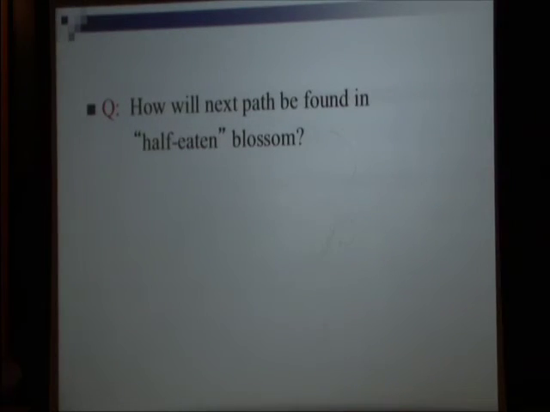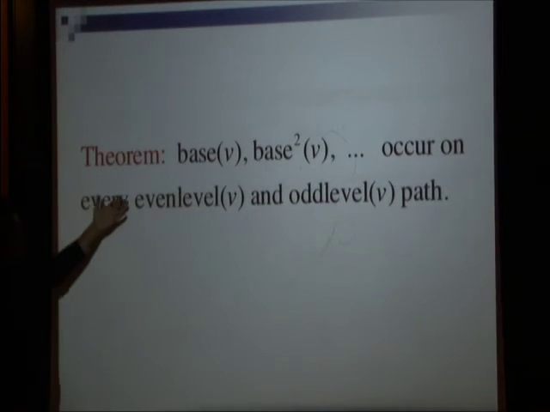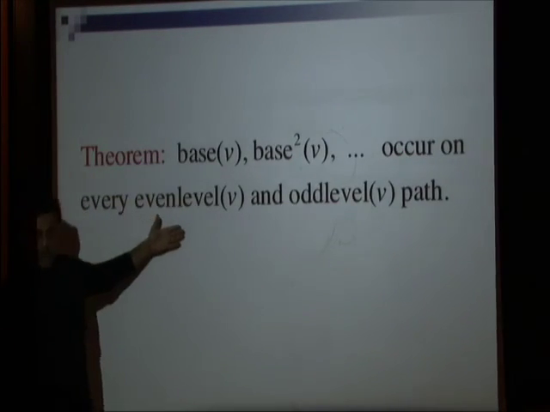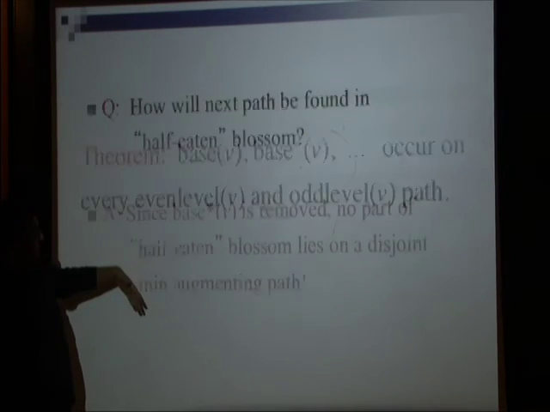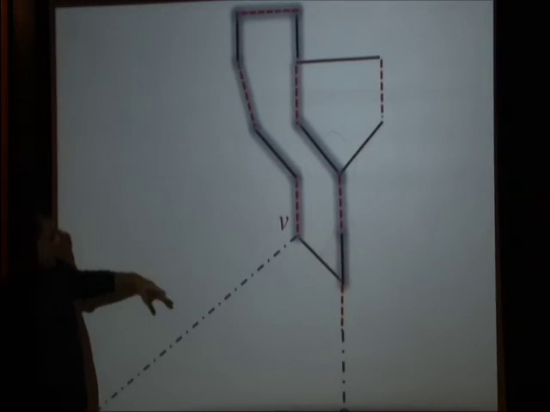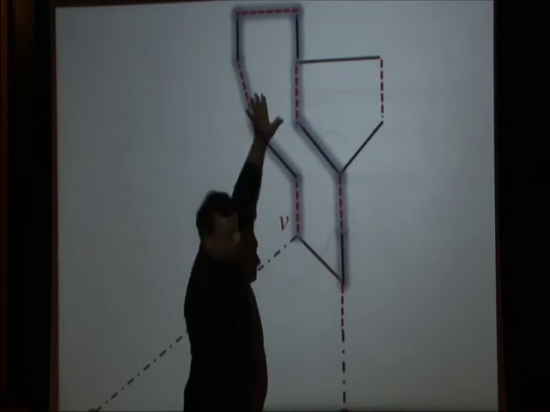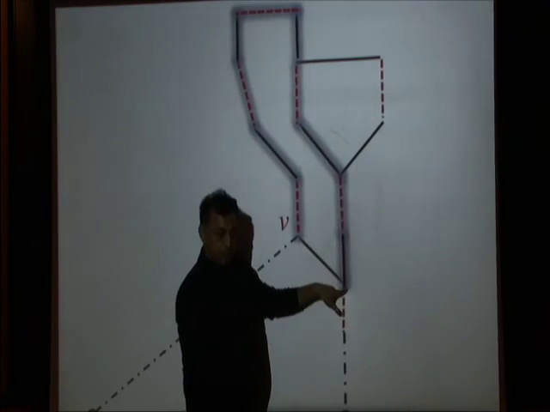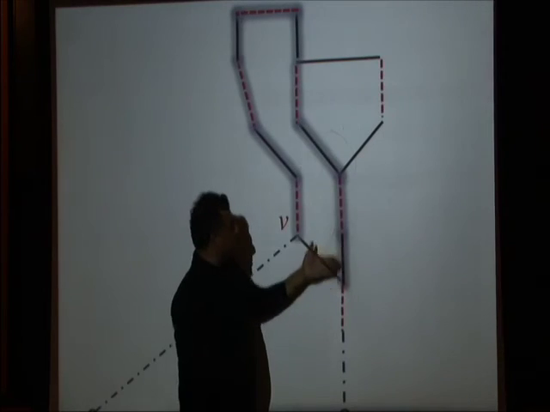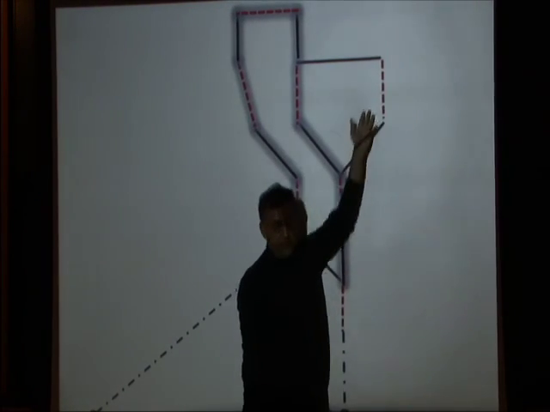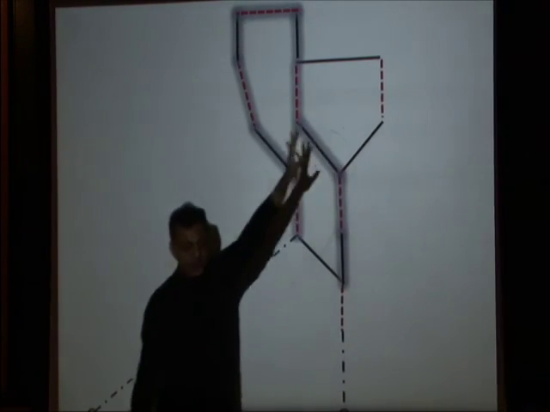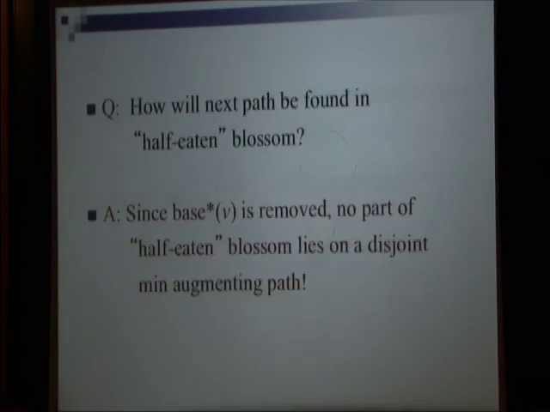How do you know that the next path can be found in this half-eaten blossom? Any answer? Well, you don't have to, because remember, the iterated bases of V occur on every even level and odd level path. So when this blossom is removed, this base is removed. And this base was supposed to be used by all the other vertices also. That's the shortest way down. We can remove all those vertices also. The entire half-eaten blossom can be removed.